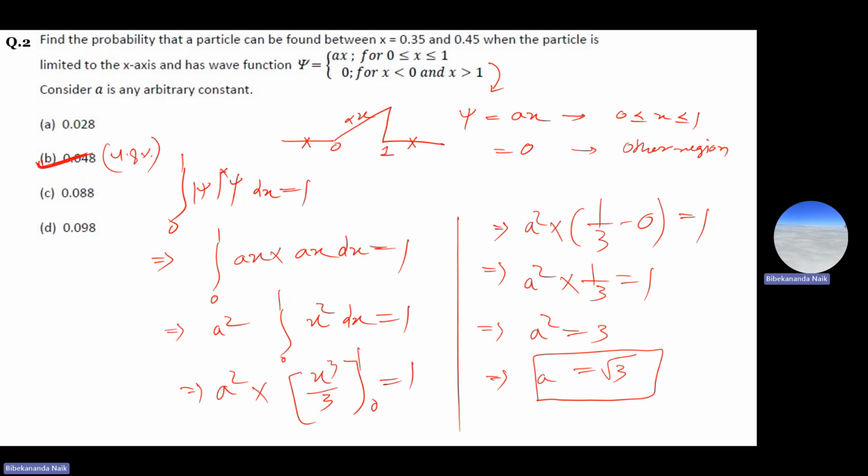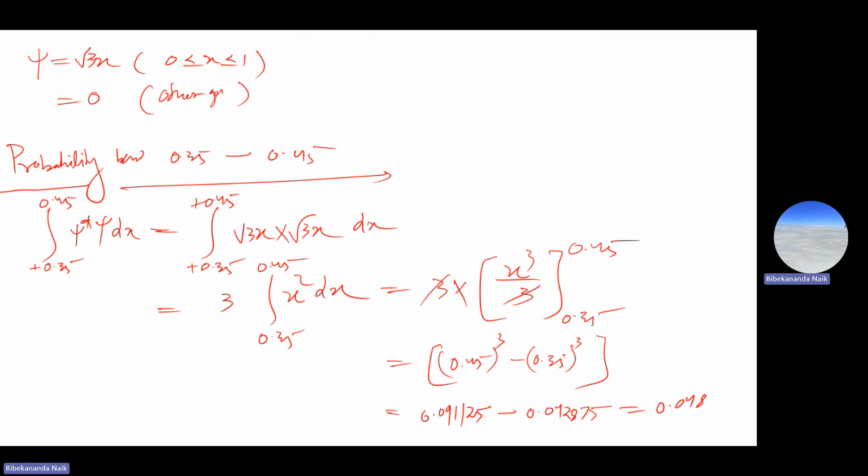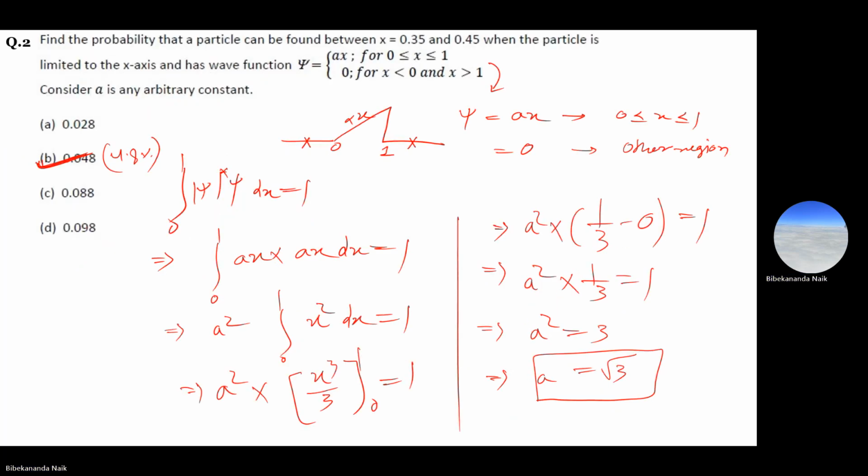What we did in this question: first we normalized the wave function, because only then can we calculate the correct probability, since the total probability of finding the particle in the whole available space is 1. On normalizing, the normalization constant A was found to be √3. Putting that value, the probability of finding the particle between 0.35 to 0.45 is 0.048, and the correct option is option B. Then let's go to the next question.